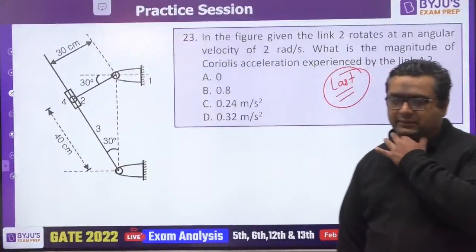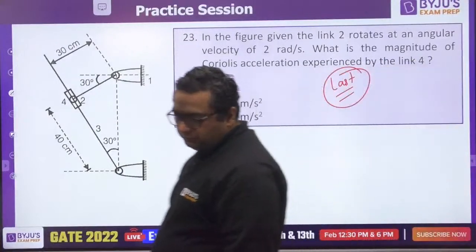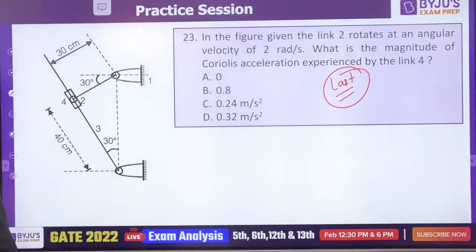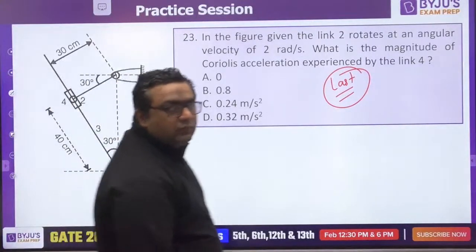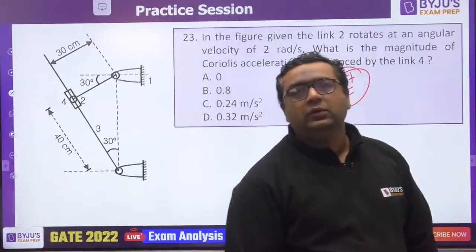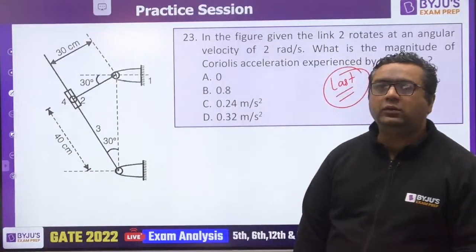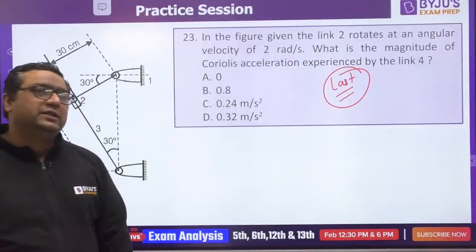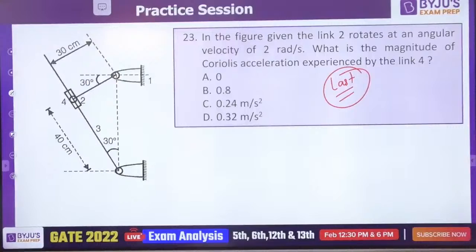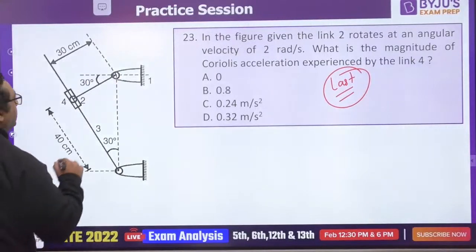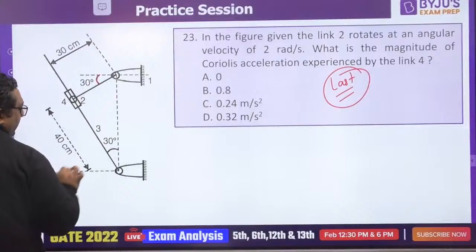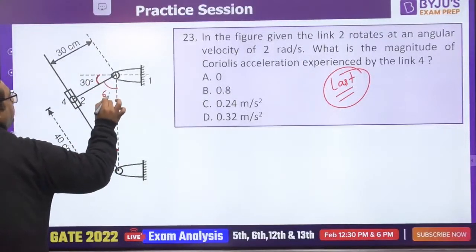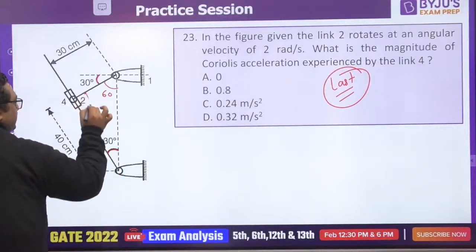Yes, guys. What would be the answer for this? You need to find out the Coriolis component. This angle is 30. This is 30. So this would be 60. If this is 30, this is 60, this is 90.